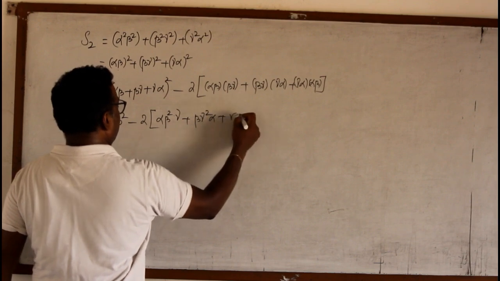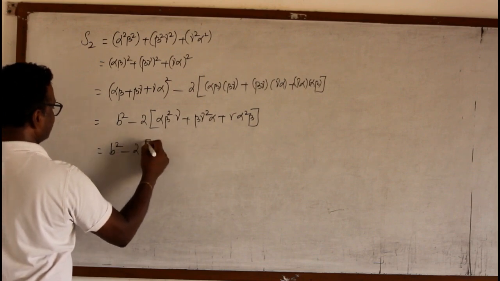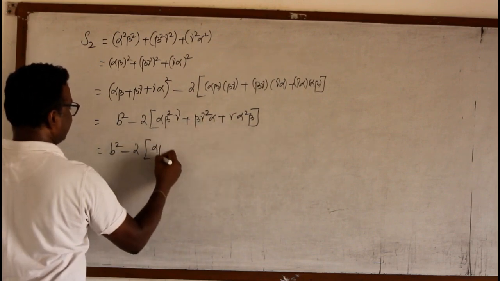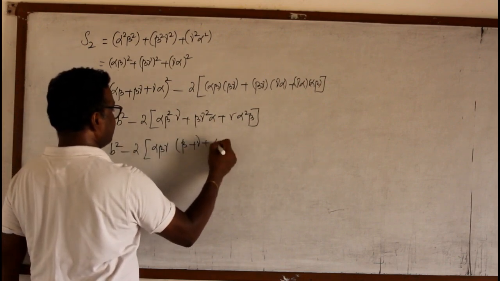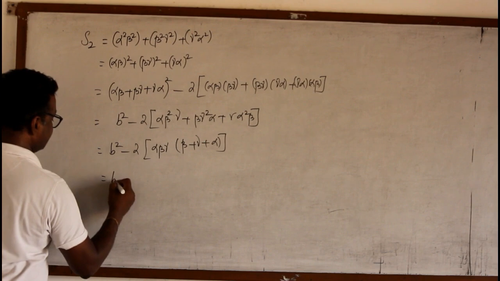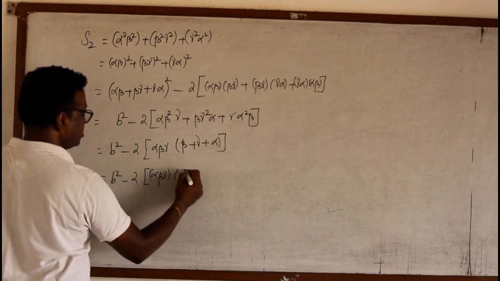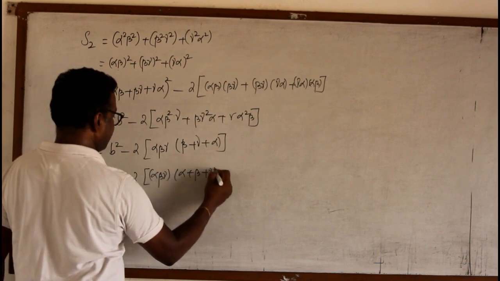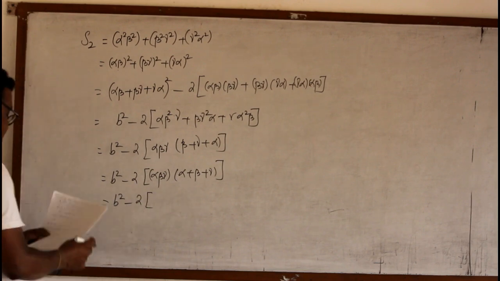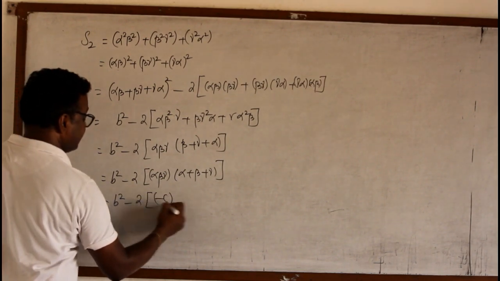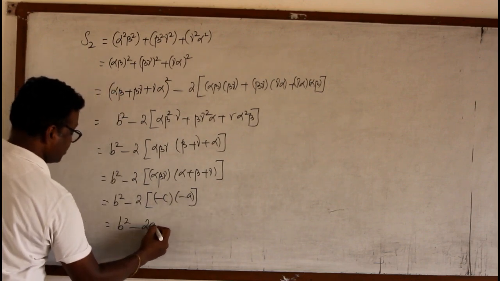gamma alpha square beta. It is b square minus 2 into, I can take one alpha beta gamma as a common term, then it is beta plus gamma plus alpha. It is b square minus 2 into alpha beta gamma into alpha plus beta plus gamma. Now we have the values: minus 2 into alpha beta gamma is minus c. This is minus a. So it is b square minus 2ac.